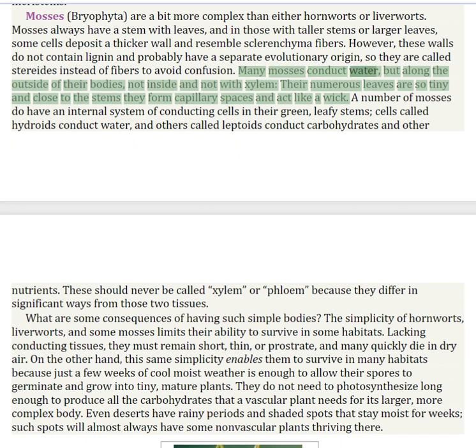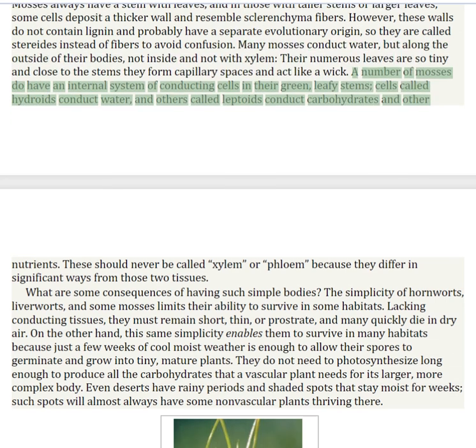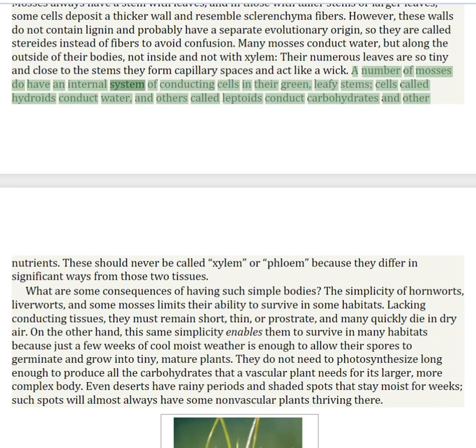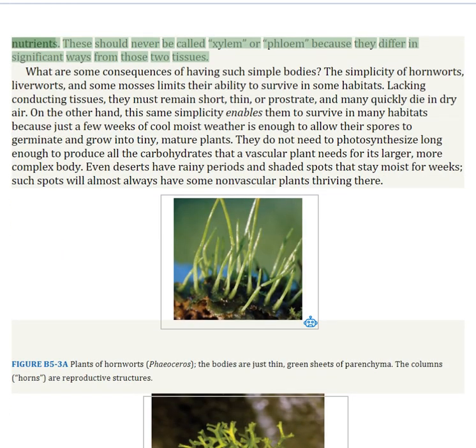Many mosses conduct water, but along the outside of their bodies, not inside and not with xylem. Their numerous leaves are so tiny and close to the stems they form capillary spaces and act like a wick. A number of mosses do have an internal system of conducting cells in their green, leafy stems. Cells called hydroids conduct water, and others called leptoids conduct carbohydrates and other nutrients. These should never be called xylem or phloem because they differ in significant ways from those two tissues.